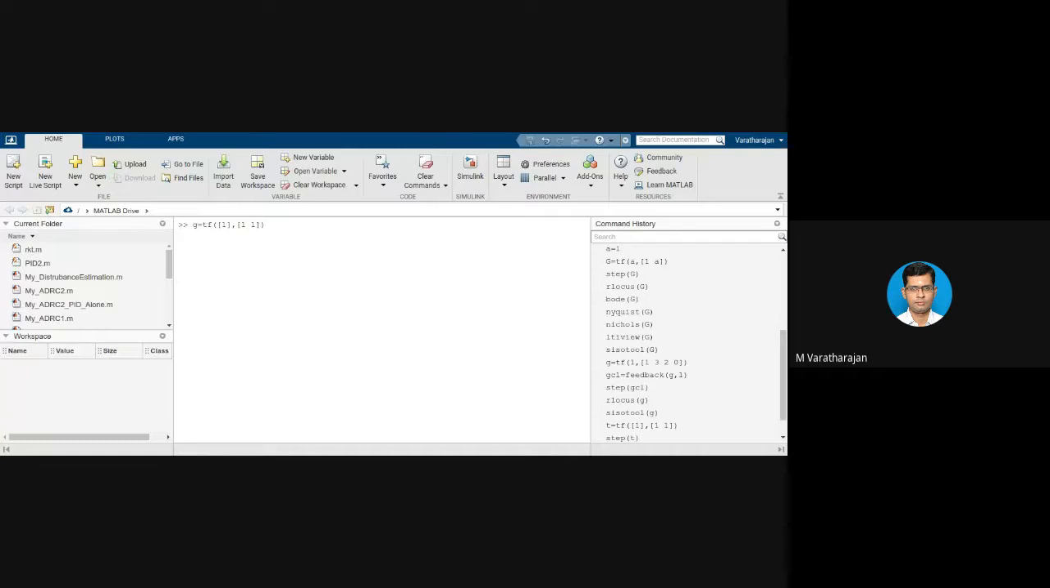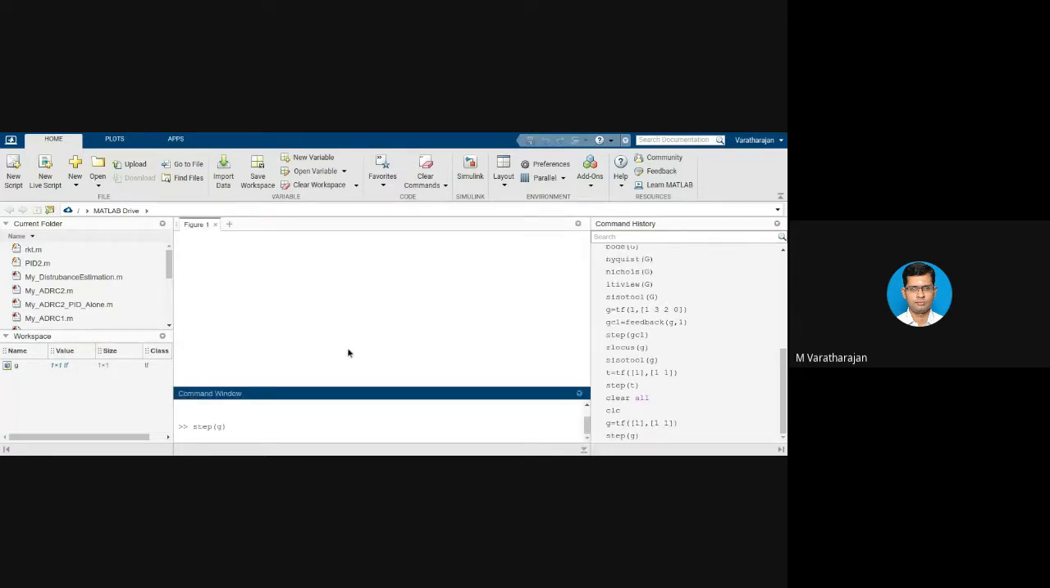So based on the number of elements available in the row of a matrix, MATLAB automatically identifies the order of the polynomial. Okay. So if I press enter, we will get a transfer function object. In order to see the step response, we have one command, that is step of g. So once you have pressed enter, the step response will be plotted.